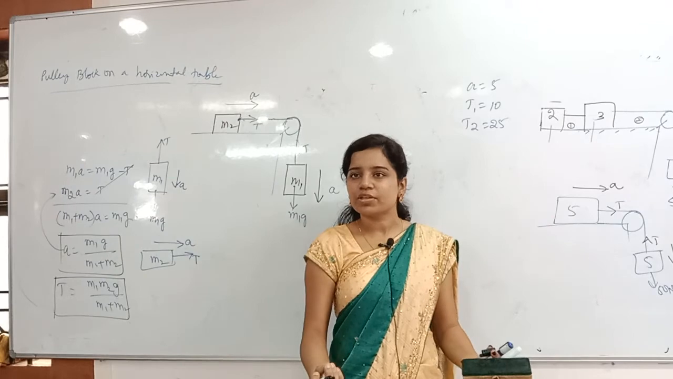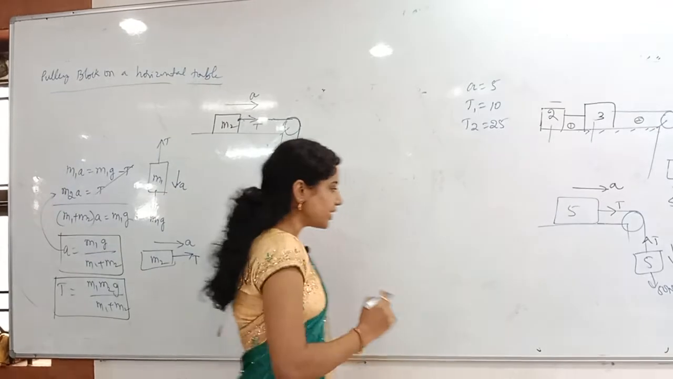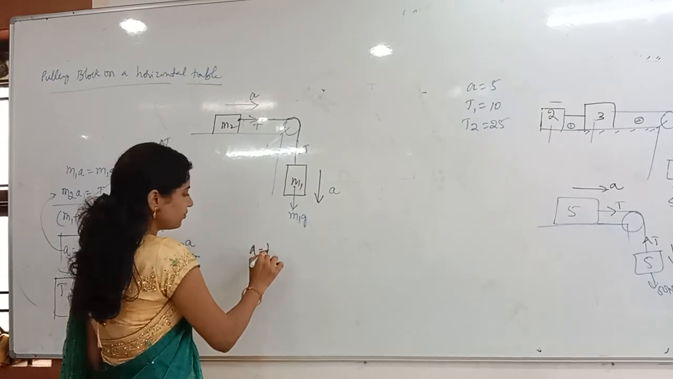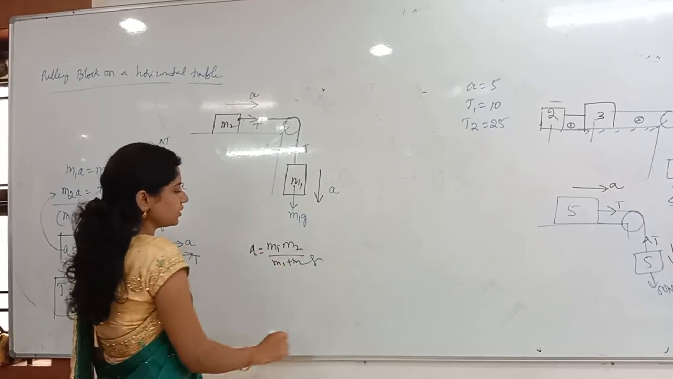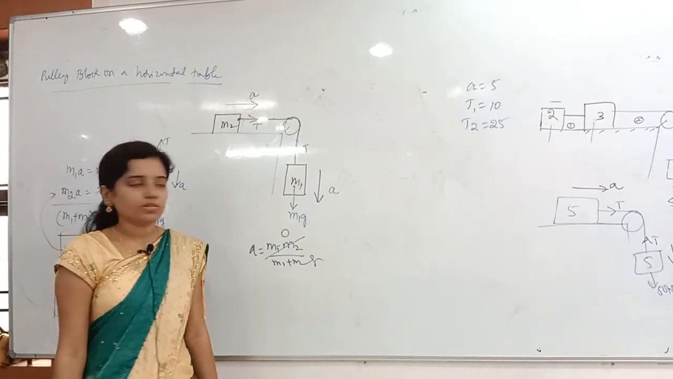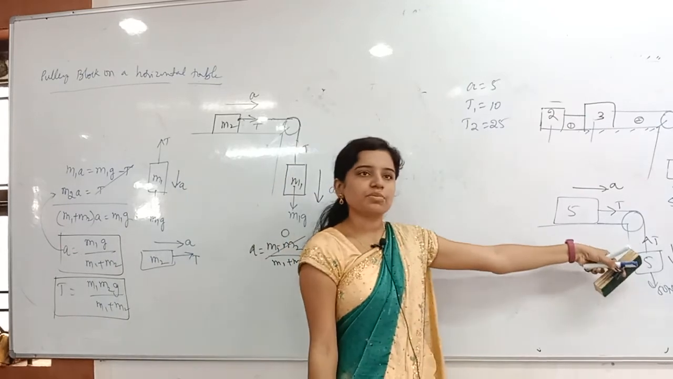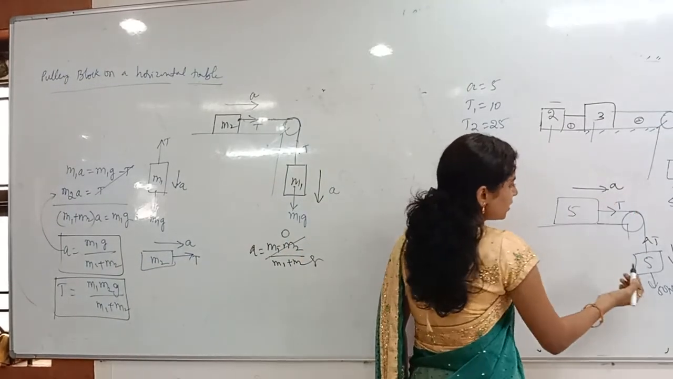If we take the upward motion, with 5 kg and 5 kg only, what is the acceleration formula for the upward motion? m1 minus m2 by m1 plus m2 into g. 5 minus 5 becomes 0 here. Directly it will become 0. Here it is not becoming 0, which means there is an acceleration in this direction.